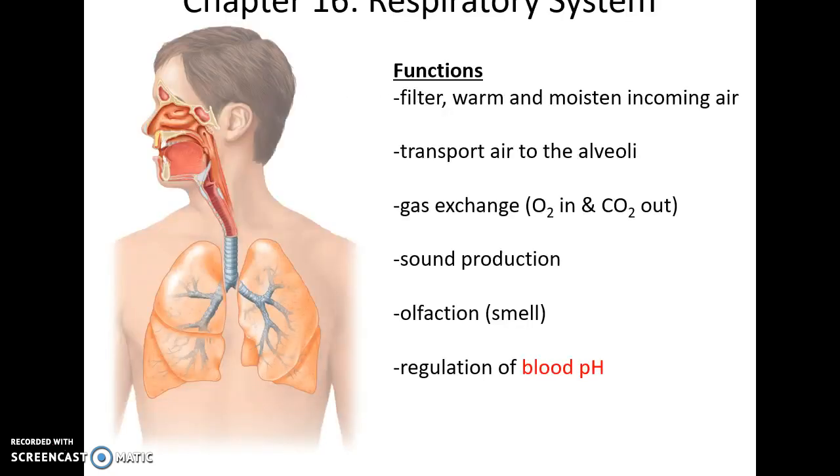So, functions of the respiratory system include filtering, warming, and moistening the air that comes in as we breathe in, transporting the air to the alveoli deep in the lungs, thereby allowing for gas exchange, for oxygen to enter the bloodstream and carbon dioxide to come out of the bloodstream, sound production, especially in our larynx, olfaction or the sense of smell, and also regulation of the blood pH, which is very important.